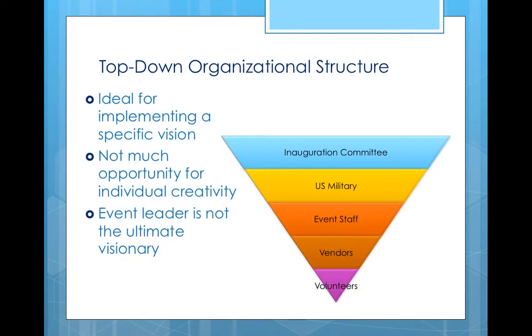The book also touched a little bit on the top-down and the bottom-up organizational structure, but I didn't feel it gave you a really good explanation of when you would use each of them. So a top-down organizational structure is when you want to implement a specific vision. And so I have here the inauguration, the presidential inauguration. That's a good example where the event staff is sort of in the middle of the ladder in terms of autonomy and also ultimate responsibility for the vision itself.